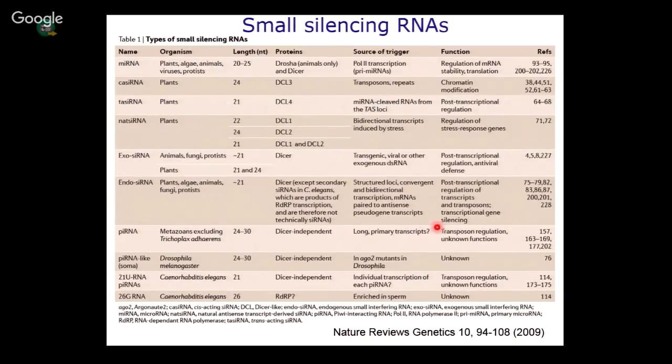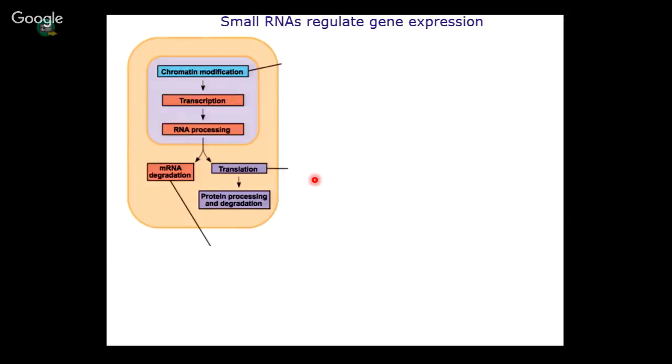So far, many different types of small silencing RNA have been discovered. This review shows microRNA, endo- or exo-siRNA, or piRNA. However, other than those, there are also casiRNA, tasiRNA, or natsiRNA. These are all from different species, and they also have other features, with different lengths or association with different kinds of proteins. In human, we know that those small RNA regulate gene expression at various steps.